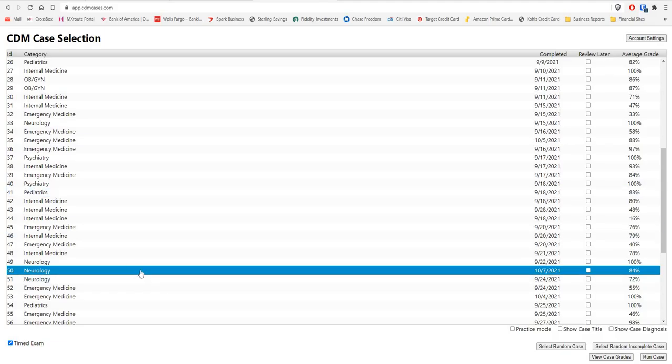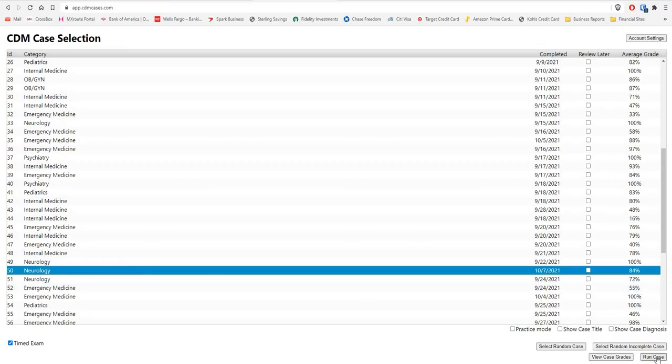And so we have a product by demand. People have contacted us and asked us to produce this. And so here we go. And I'm going to demonstrate it here today. So we're going to do one of our free cases that anyone can try out for yourself. It's available on our website at CDMCases.com under the try section. And we're going to do case number 50.